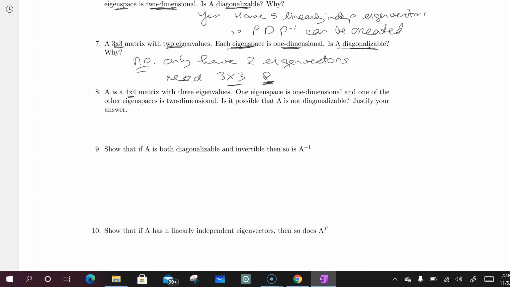So here I have a 4 by 4 matrix with 3 eigenvalues. So each one of these eigenvalues is at least 1-dimensional. Here it says this one is 1-dimensional and one of the others is 2-dimensional. So is it possible that it is not diagonalizable? One is 1-dimensional, one is 2-dimensional. The third must be at least 1-dimensional. So this A must be diagonalizable.